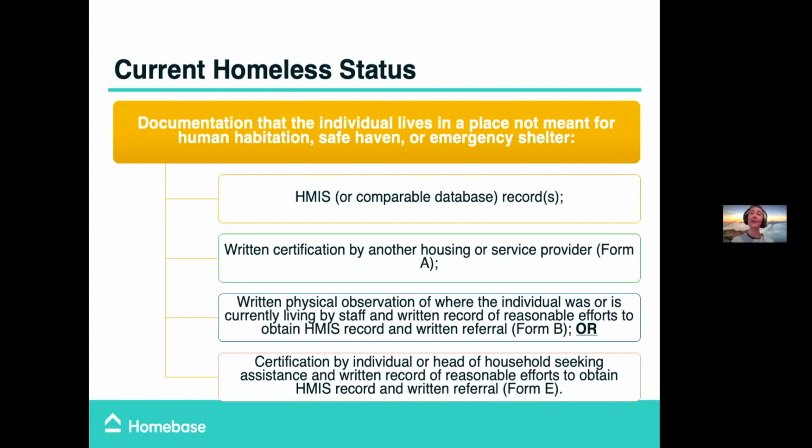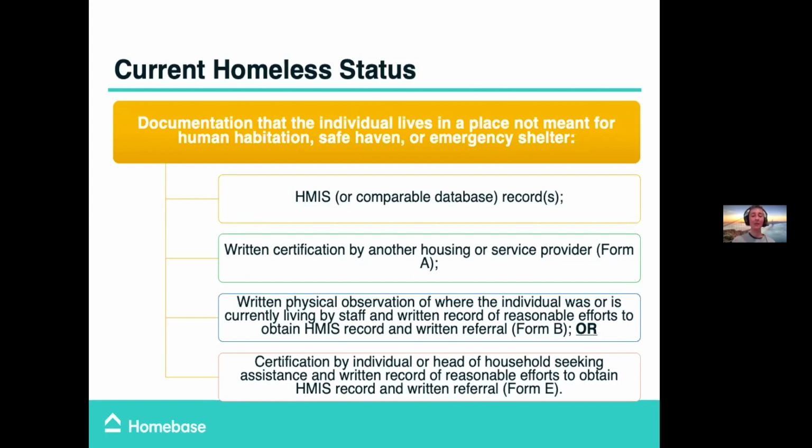And then similarly, self-certification. That's just the client making a statement that, yes, I am currently staying at this cross street or in this area of the city, and that's where I'm living. So for the second party, the staff observation, you can use Form B. This is a form that is specifically designed to record staff observation. And for the self-certification, you can use Form E.